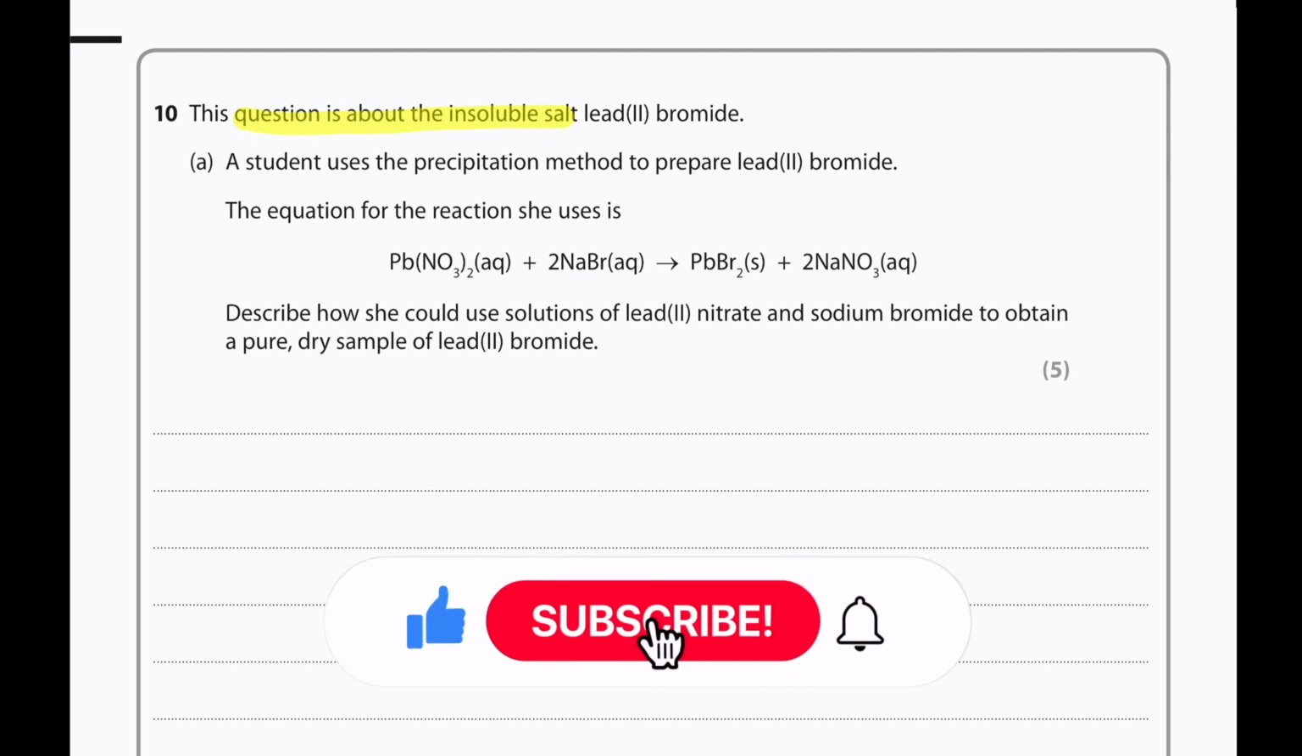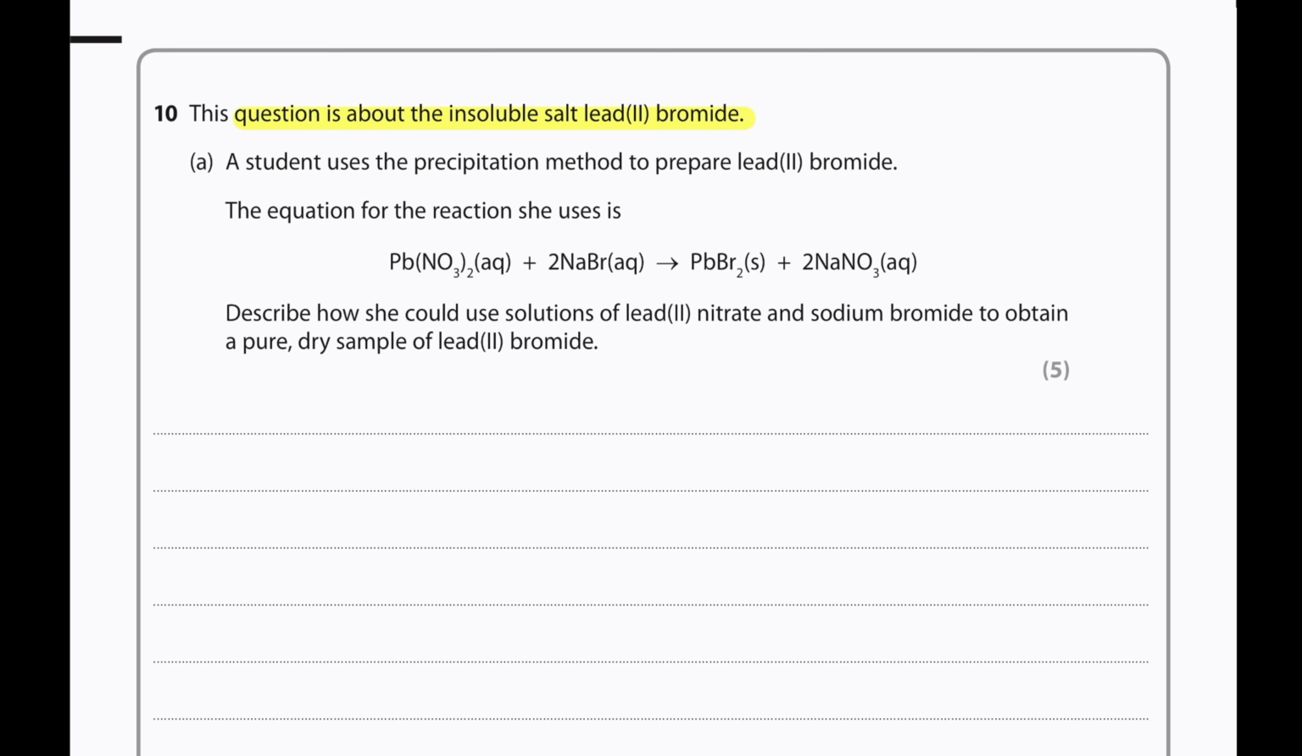This question is about the insoluble salt lead bromide. A student uses the precipitation method to prepare lead bromide. For the reaction, she uses lead nitrate reacting with sodium bromide to produce lead bromide and sodium nitrate aqueous. Describe how she could use solutions of lead nitrate and sodium bromide to obtain a pure dry sample of lead bromide.